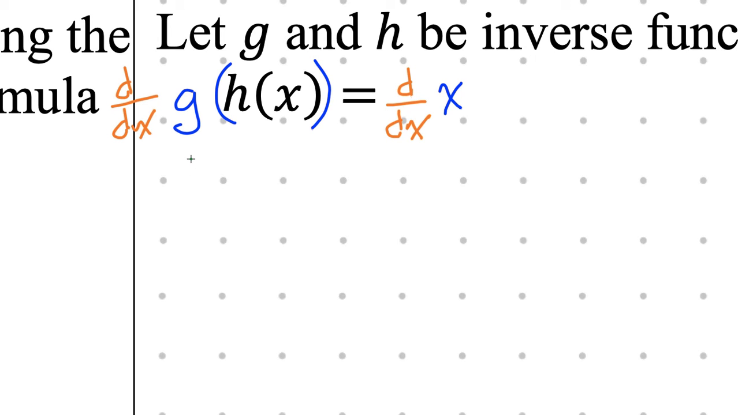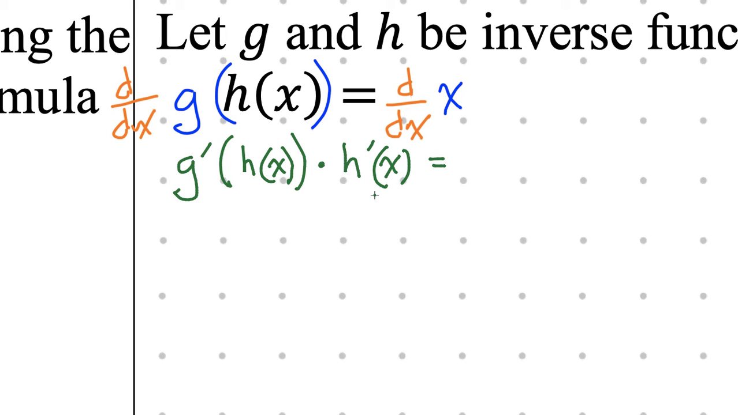G prime of h of x times h prime of x. Beautiful. All right, a super hard question for the right-hand side. It's almost impossible to answer. What's the derivative of x? It's 1.